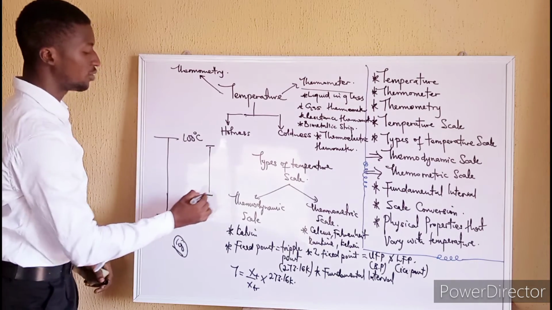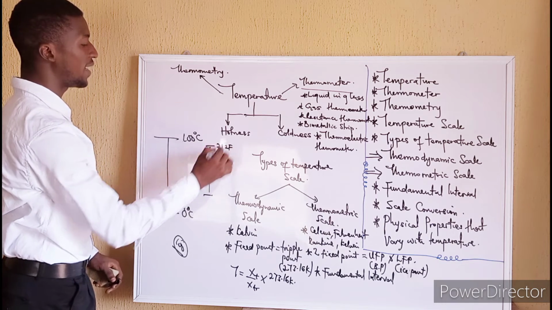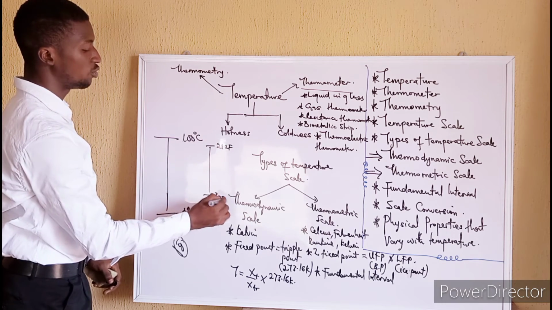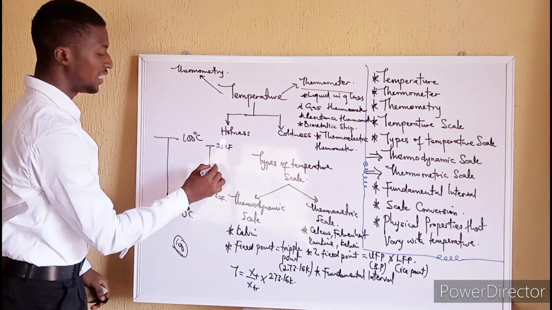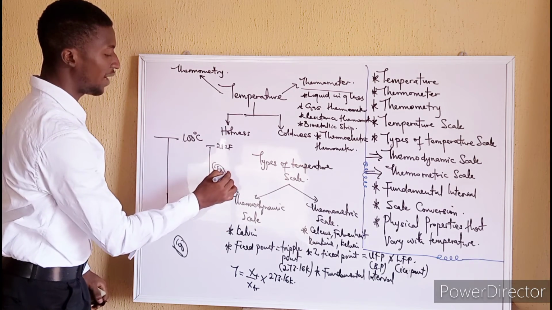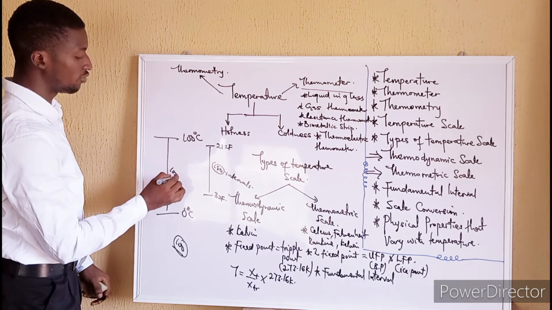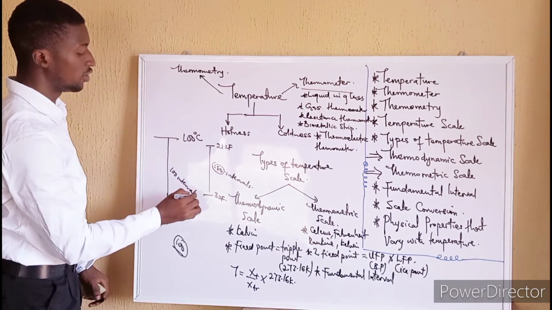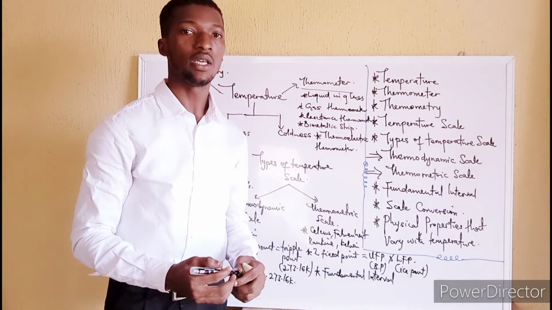Assuming I'm dealing with Fahrenheit, Fahrenheit has the upper fixed point to be 212 degrees Fahrenheit and the lower fixed point to be 32 degrees Fahrenheit. The difference between 212 and 32 is simply 180. So we have 180 intervals here, while we have 100 intervals for Celsius. That's what we refer to as the fundamental interval.